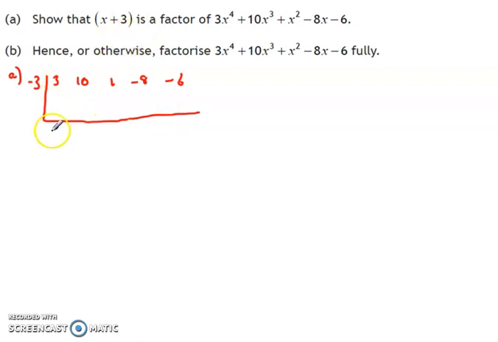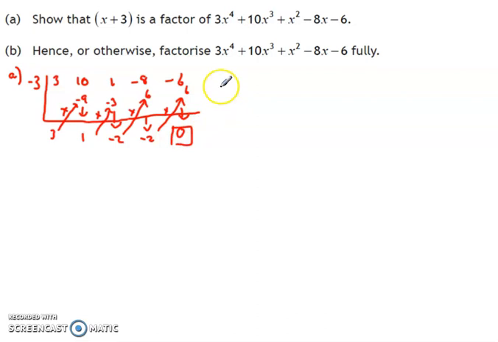So let's start. So we get 3 there. If I multiply going up, I get -9. Add going down, and I get 1. Go up this way, times again by -3. Down that way, I get -2. Going up that way, multiply again, I get 6. Down this way, I get -2. Going up that way, I multiply, and I get 6. Down this way, and I get 0. So I've got my 0 here that I was after.